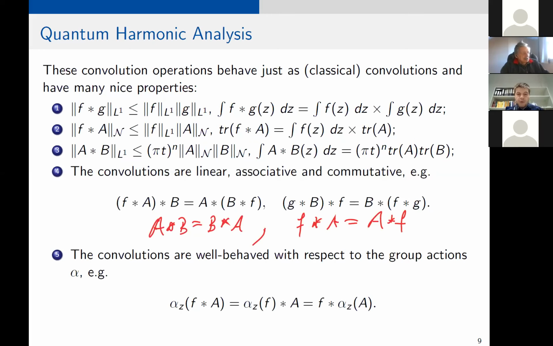What is more involved is the associativity, in particular, the associativity when it comes to the convolution of three operators. So proving that this is the same as this is rather involved, but nevertheless, it's true. So for this, you have to work a bit.